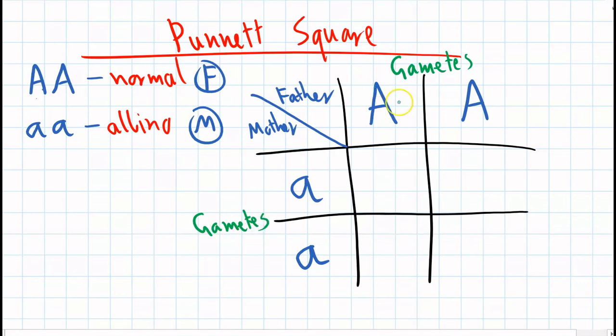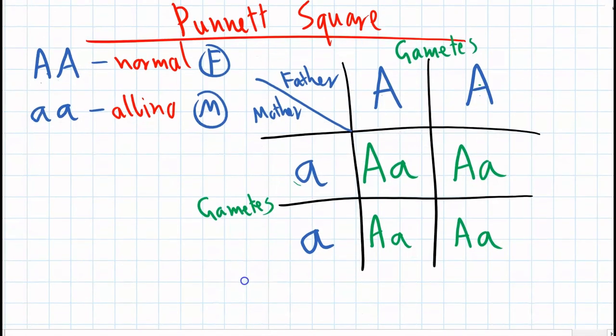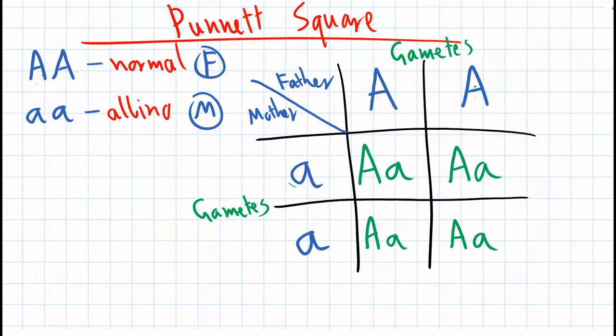So if this father's gamete combines with this mother's gamete, then that child is going to have big A little a as their genotype. And then we could have this gamete of the father's combining with this one of the mother's, big A little a. And you can see again, this one and this one, big A little a. This one and this one, big A little a. So this is a really simple example. Actually, the only possible genotype that a child could have of these parents is big A little a.